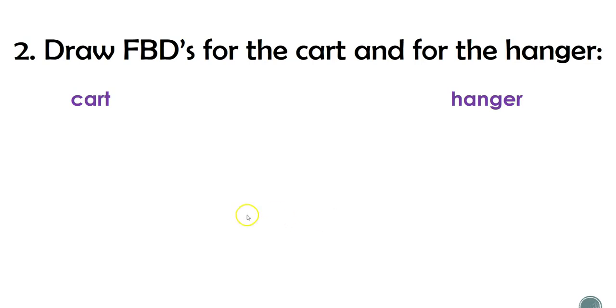Second question says to draw free body diagrams for the cart and for the hanger. So two separate free body diagrams. So let's look at our process. First you have to put the object. So here's my dot that represents the cart. Is there gravity? Yes. So there's a weight, a force of weight. Is it sitting on a surface? Yes. So there's a normal force. It's not slowly rising into the air or slowly sinking into the ground. So the normal force is going to be equal to the weight force.